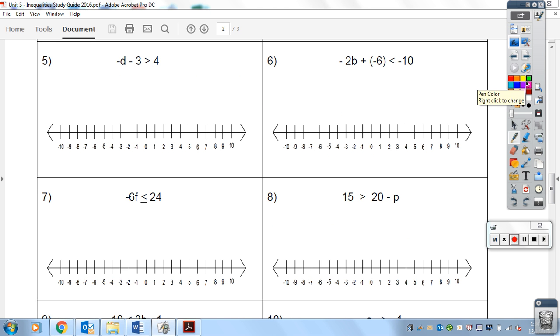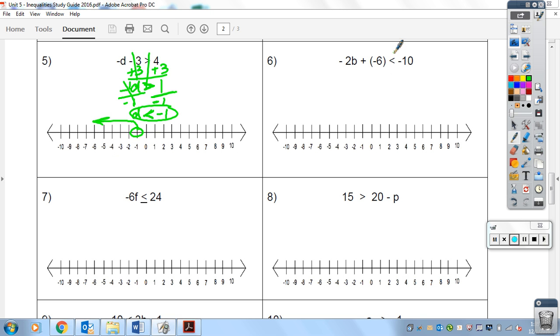Number 5, split it down the middle. Add 3, add 3. Negative D equals 1. Now this is negative D, or really -1D, divided by -1, divided by -1. So I have D, -1, and the symbol flips because I divided by a negative. The symbol flipped from that way to that way. Go to -1, open circle. D is on the small side, so I go to the small direction, which is always to the left.